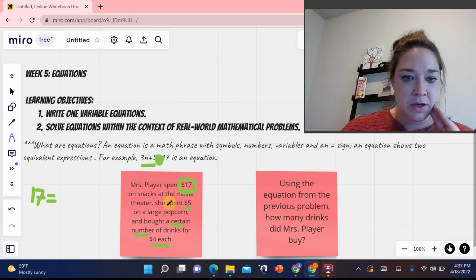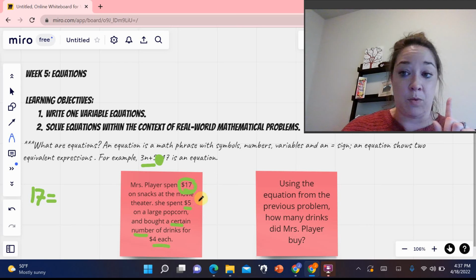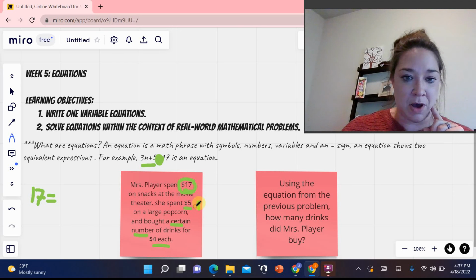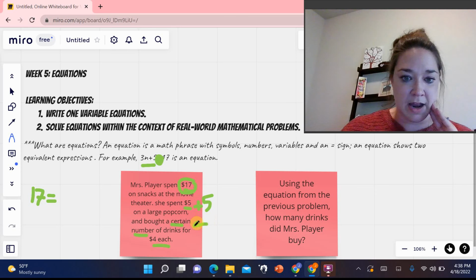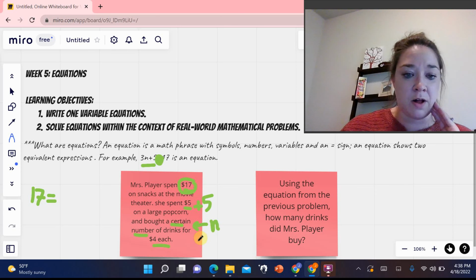I know I spent $5 on a large popcorn, and I'm only seeing that I've done that once. So in my mind, I'm going to add 5. That looks like a constant to me, thinking back to my math vocabulary. And then she bought a certain number of drinks. That's unknown, and I remember from previous weeks that when I have an unknown, I can use a variable to represent it. So a certain number, not sure how many. I'm going to use n for certain number. I like that variable. For $4 each.